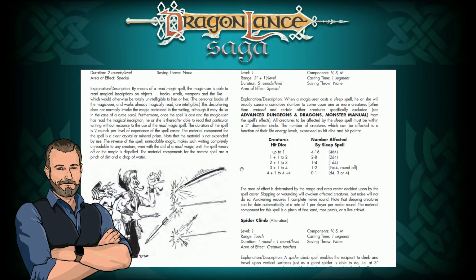The reverse of the spell, unreadable magic, makes such writing completely unreadable to any creature, even with the aid of a read magic, until the spell wears off or the magic is dispelled. The material components of the reverse spell are a pinch of dirt and a drop of water.